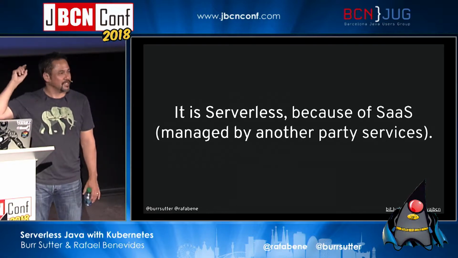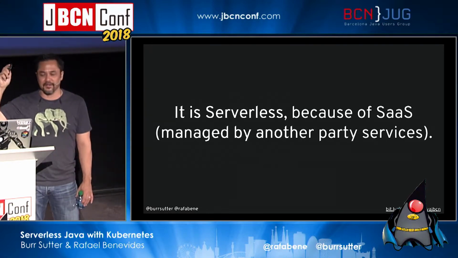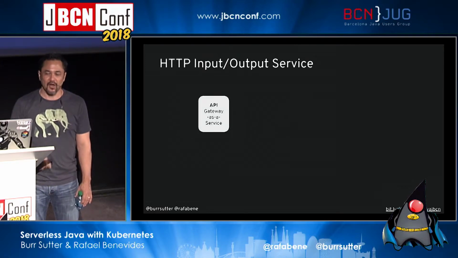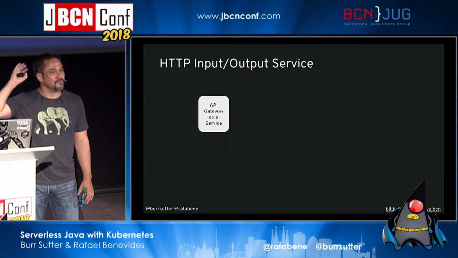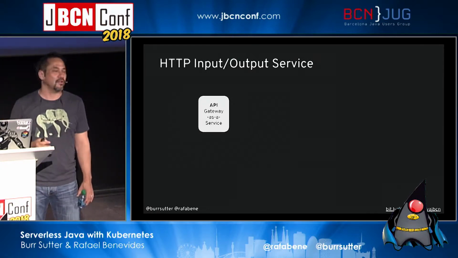So it's serverless because of SaaS, software as a service providers that are managed by third parties. So it's all about the services. Like in this case, the HTTP input and output, right? Think of all those get, put, post, and deletes. That's what we call API gateway as a service. And you're probably going to want one of those to basically have your HTTP traffic come in and out of your service.